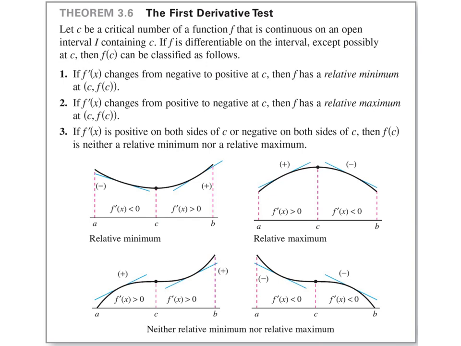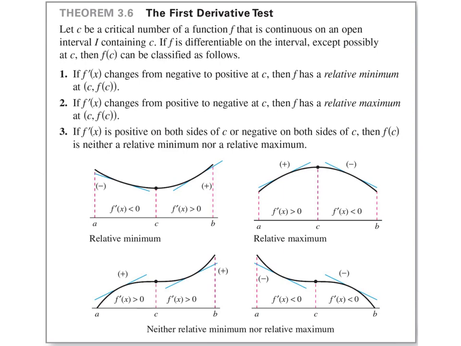So here we have the first derivative test, which essentially captures what we've been talking about. It says that if you are testing critical numbers on an interval, you can help yourself by using that number line test. When f prime of x changes from a negative to a positive, you have a relative minimum at that point. And if it changes from a positive to a negative, you're likely to have a relative maximum at that point.